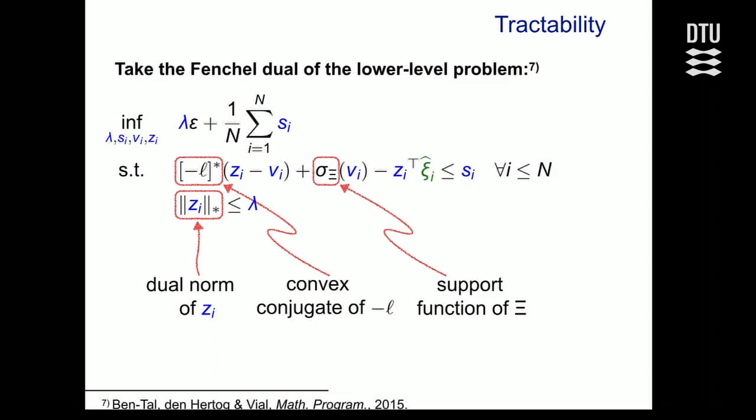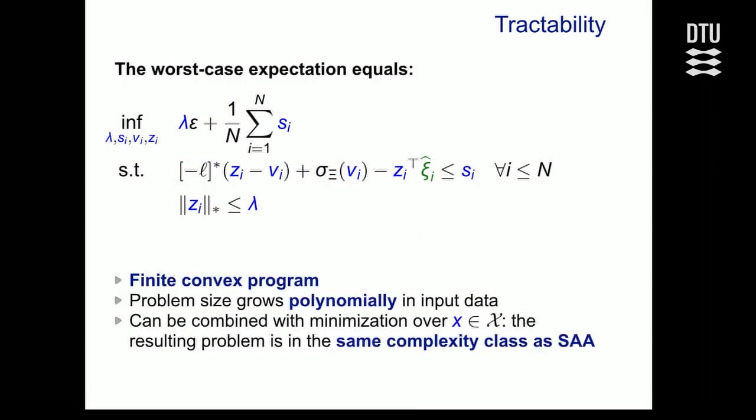So you can reformulate your problem as this thing here. This is a finite convex program. That means we can solve it in polynomial time. And you can combine it with the minimization over x, and under appropriate conditions, the overall problem is tractable. The problem size here actually grows proportionally to the number of samples. You see that for each sample, you have a convex constraint.